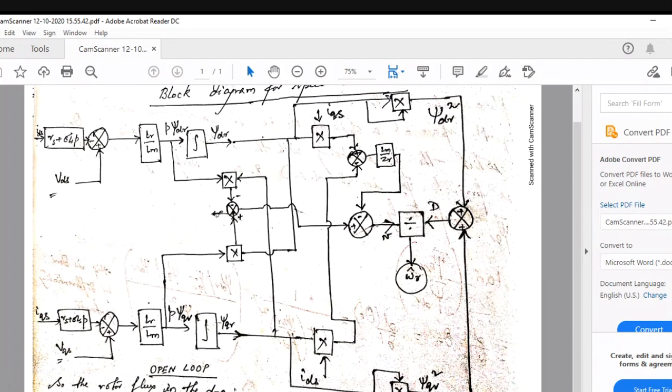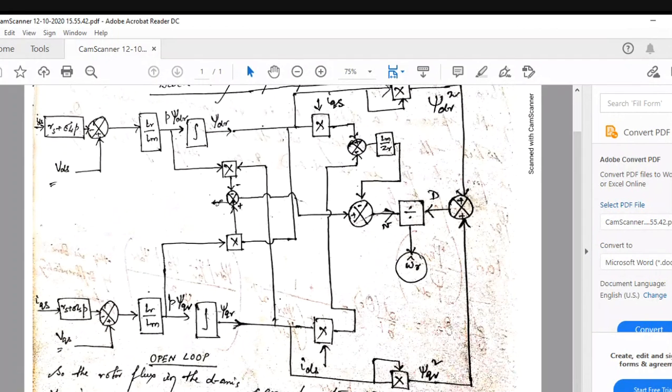Okay. So here you can say this one is phi dr into IQS, and here you get phi QR into IDS. This one is the plus and this one is the minus. Multiply it with Lm by Zr, and you can get this one. Clear now? Yes, sir. If you are facing any problem, I will discuss it on the board also.